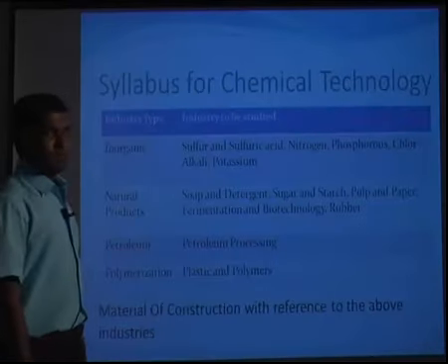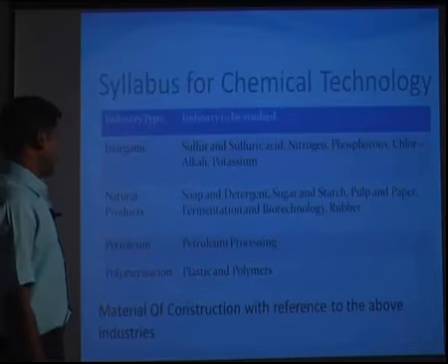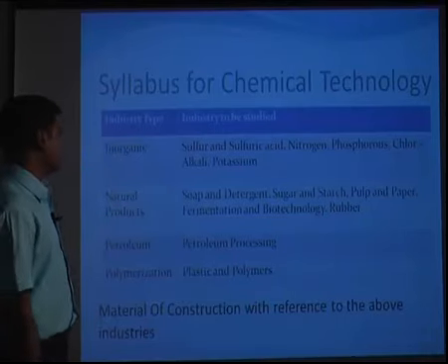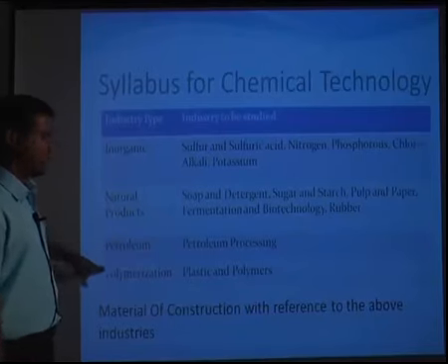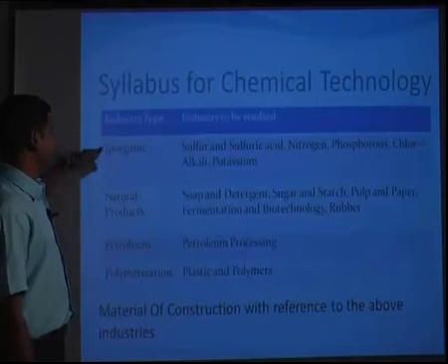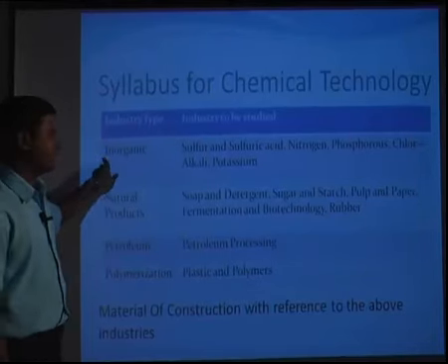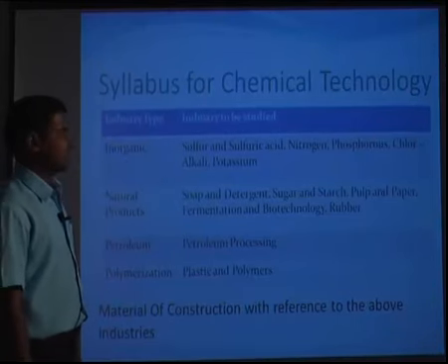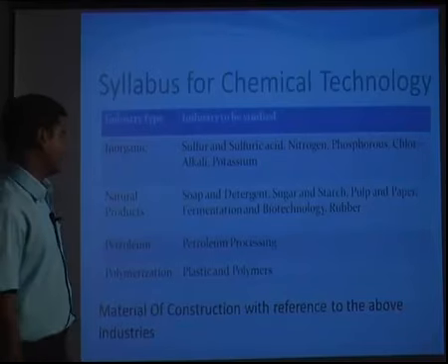So what is the syllabus for CH2004? We have divided the syllabus into 4 categories of the chemical industry: inorganic, natural products, petroleum and polymerization, or we can say the polymer industry. In inorganic, the industries that we have to study are sulfur and sulfuric acid, nitrogen industry, phosphorus industry, chloralkali industry and the potassium industry.